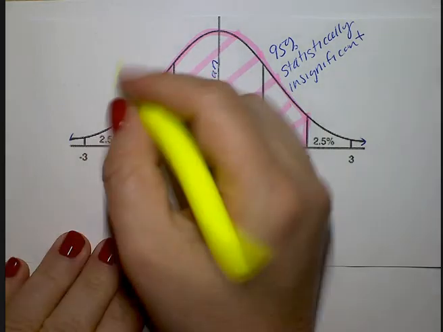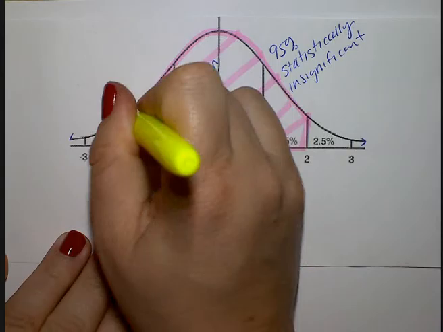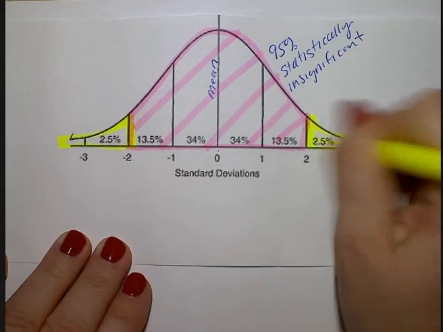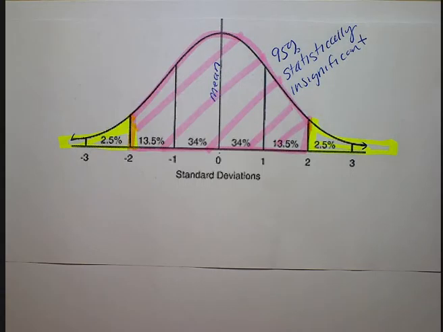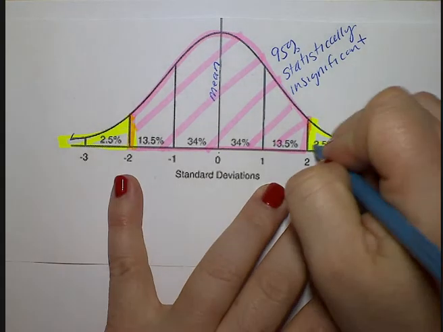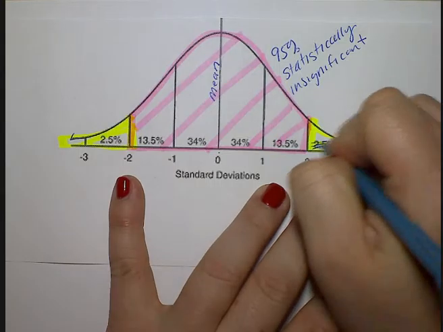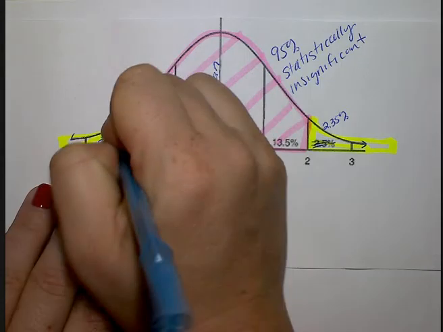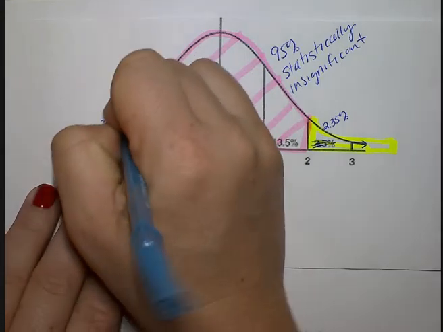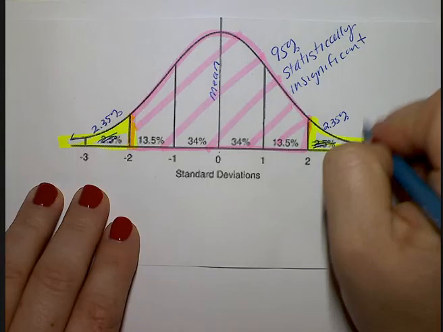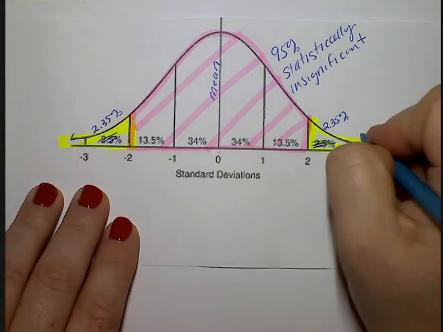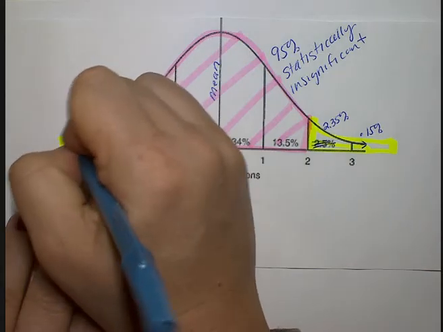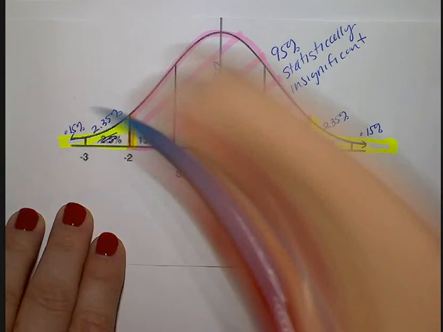If you're to the left and to the right, we're going to add one more percentage here. If you're in these regions, I'm going to cross this part out, by the way, because we have a more accurate one. Can you please write 2.35% and 2.35%? Then to the right of 3 z-scores, we're going to write 0.15%. And to the left of negative 3 is going to be 0.15%.